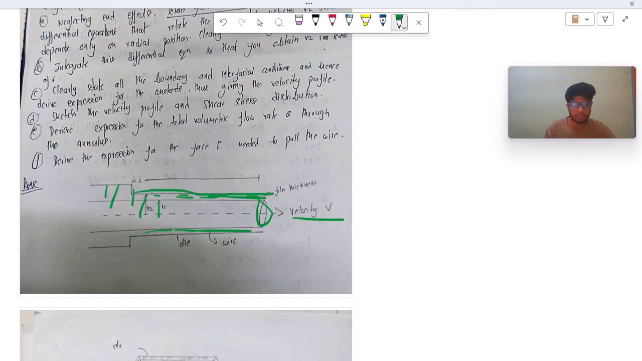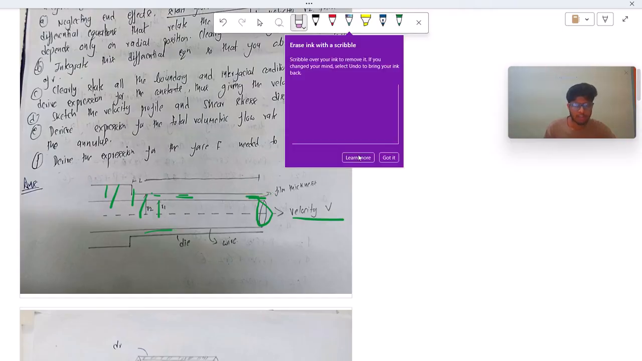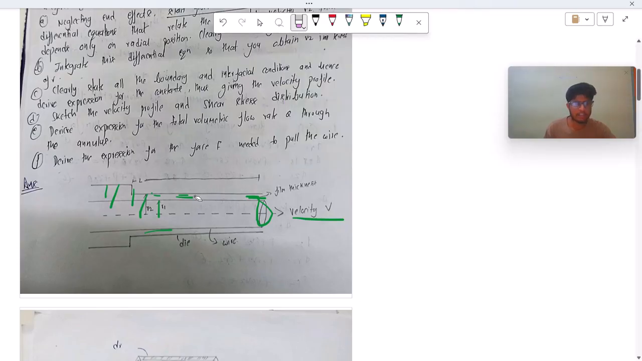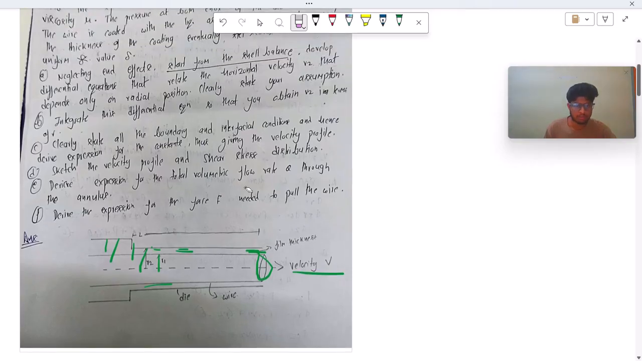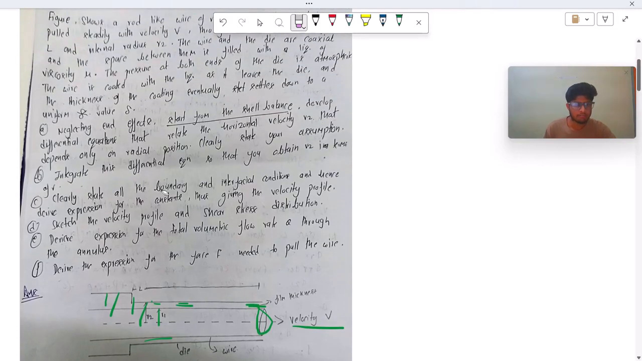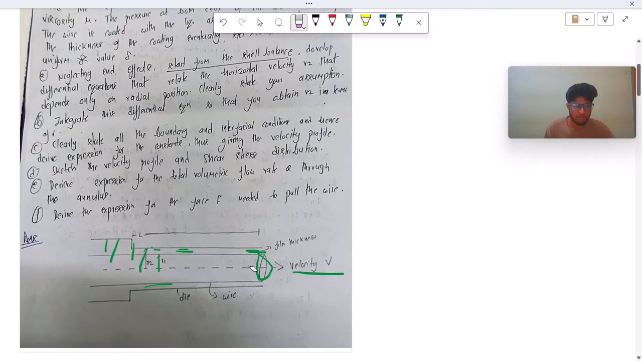This die is kept constant, and the length of our die is L, and the thickness between the die and wire which the fluid makes is T. And what is happening here is that when our wire is moving with velocity v, the fluid that is in between the die and wire is also moving with some velocity, and as the die is at rest, at that point our velocity will be zero due to the no slip boundary condition.